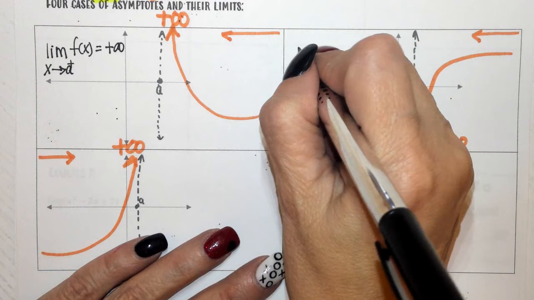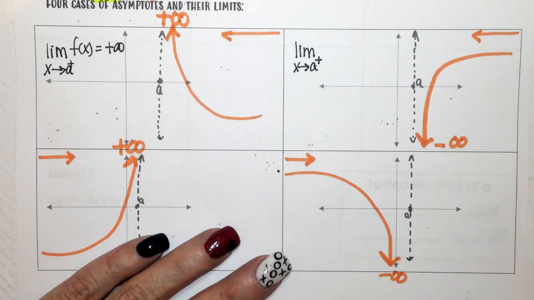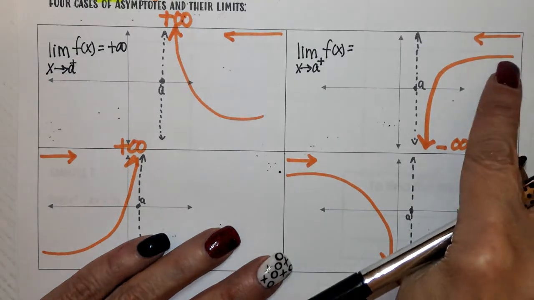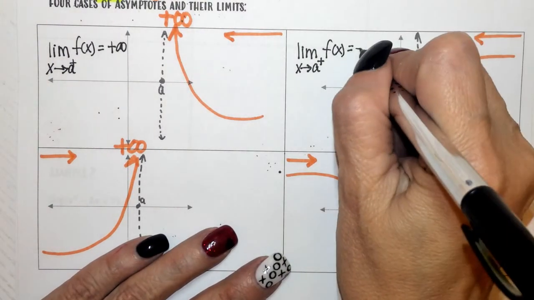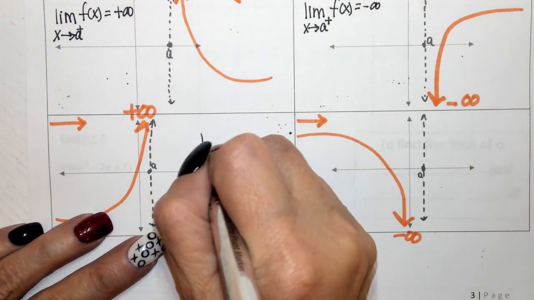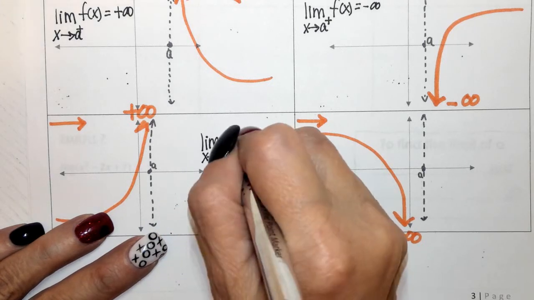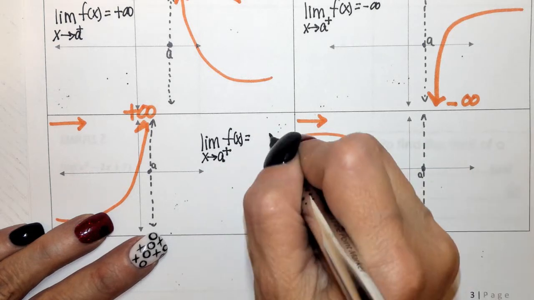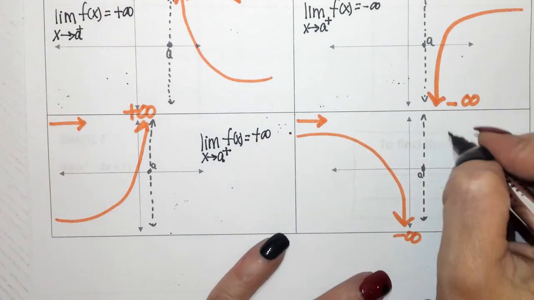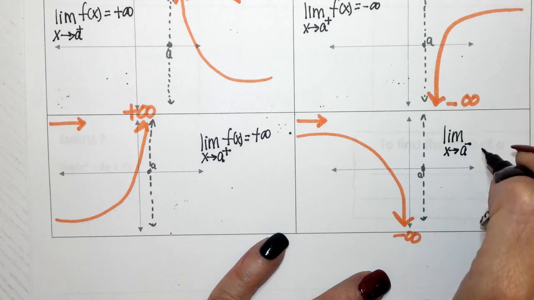How would we write this? This would be the limit as x approaches a, again from the right, of f of x. And we would say it would equal, though, this time we're shooting down to negative infinity, so it equals negative infinity. On the bottom ones, we would say it's the limit as x approaches a from the right of f of x equals, and it's shooting up, so we would say positive infinity.